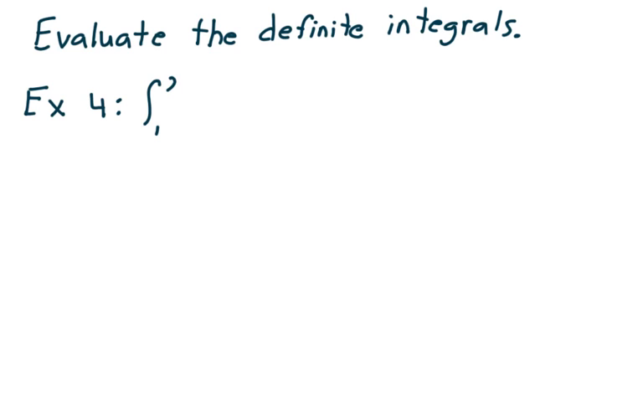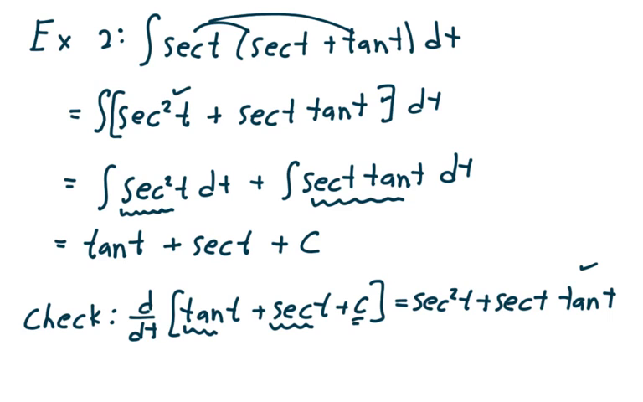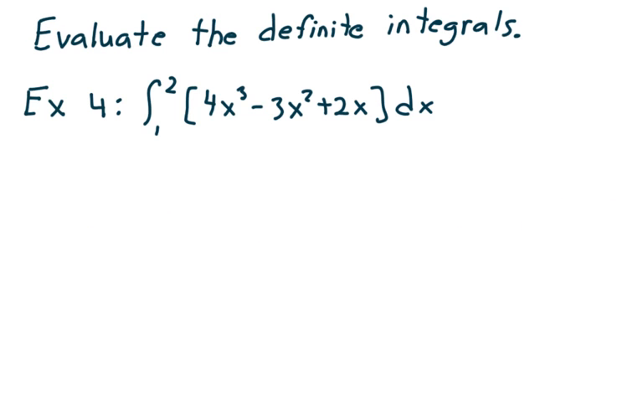The integral from 1 to 2 of 4x cubed minus 3x squared plus 2x dx. Now, again, if you need to break up the integral, like I did over here, that's fine. But I want you to have that as an option. And you also want to make sure you check with your teacher to make sure your teacher wants you to break up the integral. Now, if I take the integral of 4x cubed, I get x to the 4th.